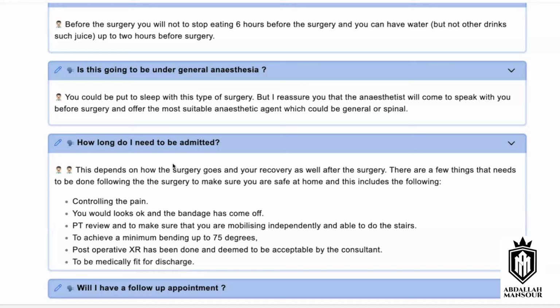This can take up to 3 days, but it varies quite a lot in multiple patients, and sometimes patients have to stay for a month if they had any complication from the surgery. All right, so you give a very, very vague answer, and this is the right thing. Will I have follow-up appointment? Every patient in the NHS basically will have a follow-up appointment in 6 weeks. If you don't know the answer, 6 weeks is the right answer.